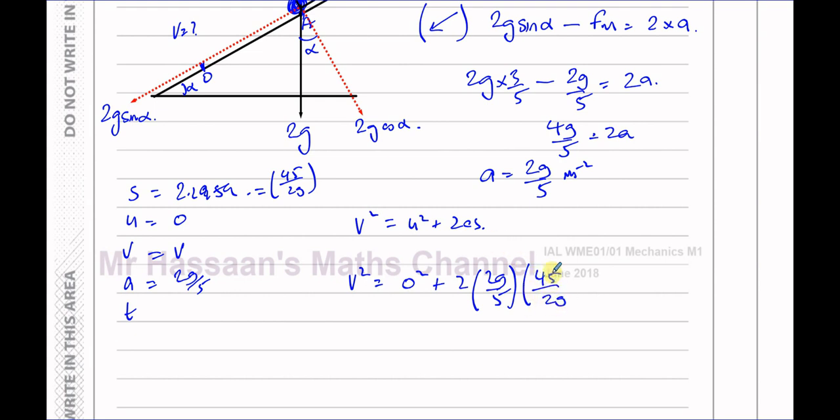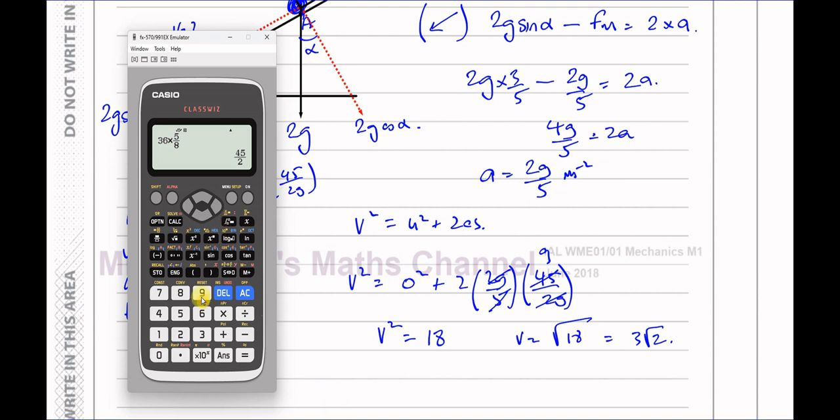45 over 2g. See what happens here when you keep things in terms of g. You'll see that this 2g cancels with this 2g, and the 5 cancels with the 45, which gives you 9. So you end up with v squared equals 18. So v is equal to the square root of 18, which is root 9 times root 2, that's 3 root 2. We will round the square root of 18 to 3SF, which gives us 3 root 2, which is 4.2426.